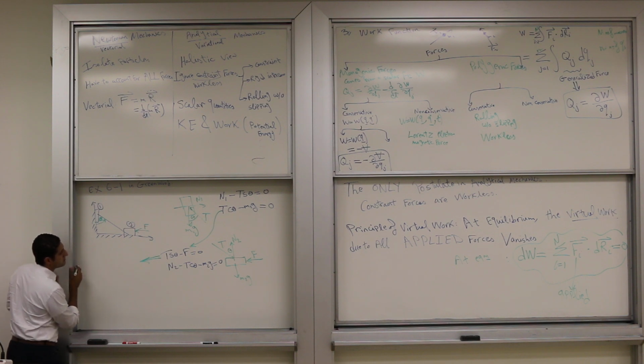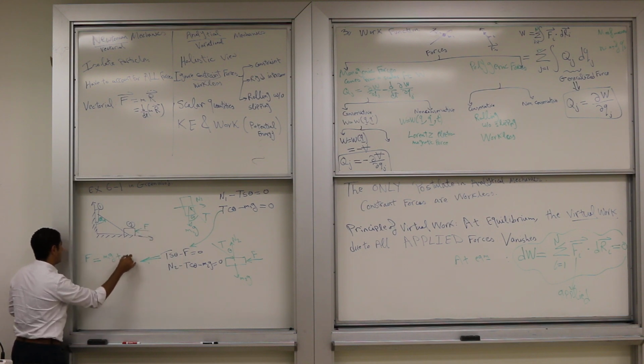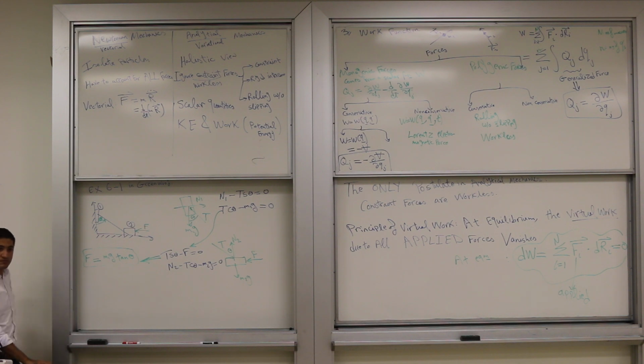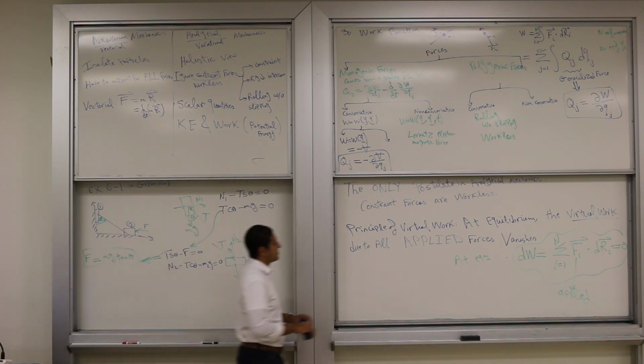Force equals M1G divided by cosine times sine, so this is M1G tan theta. This is the solution of the problem, correct? Okay? Let's do it using our principle of virtual work.